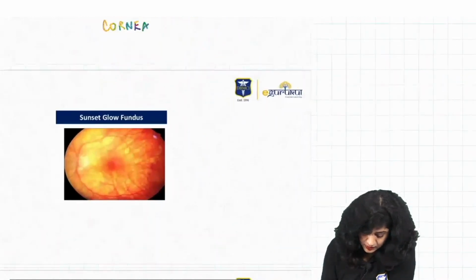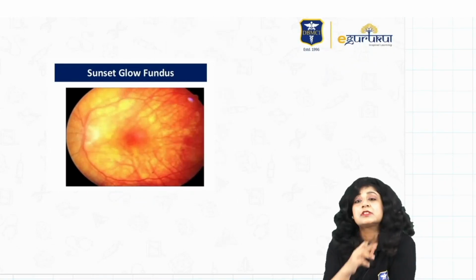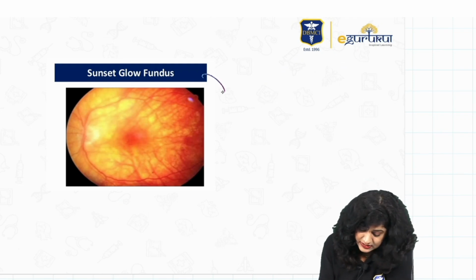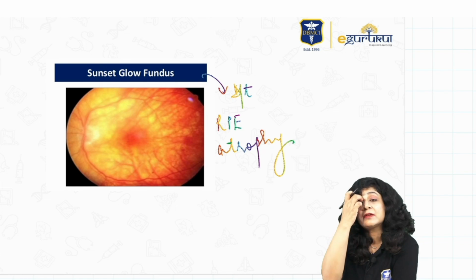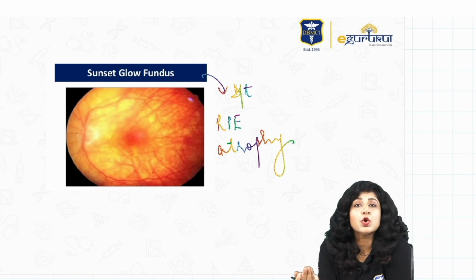And then we can also get the sunset glow fundus. What is the meaning of sunset glow? The glow that you are getting is more. Why we are getting this glow? This is actually due to the RPE atrophy, because there is an atrophy of the retinal pigment epithelium. That is why we are getting more and more glow in the fundus. This is called as sunset glow in the fundus.